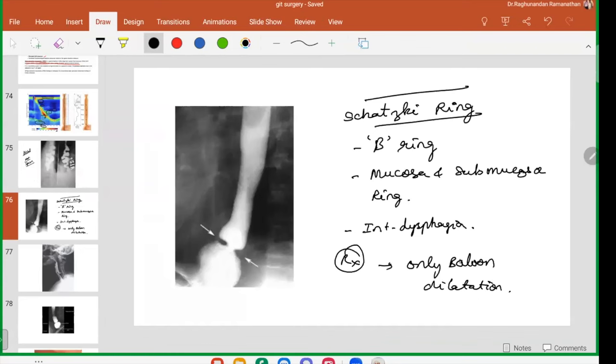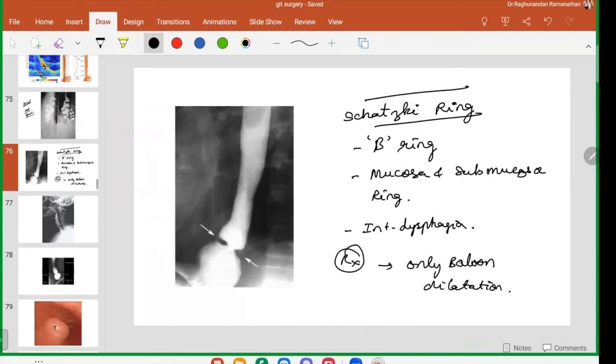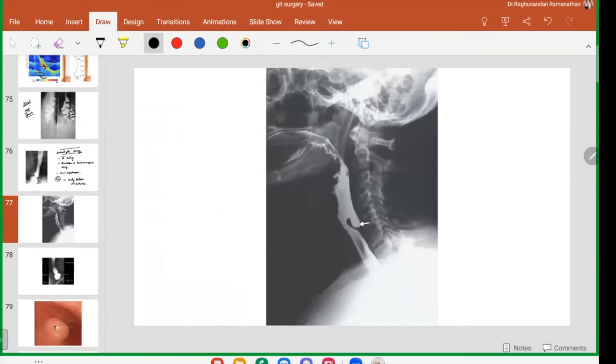Mucosa and submucosa form a ring. Can you appreciate that? So you are going to have a constriction, so that there is going to be intermittent dysphagia. So what you will do is go for a balloon dilatation method. Okay, next we are going to discuss the diverticulum.